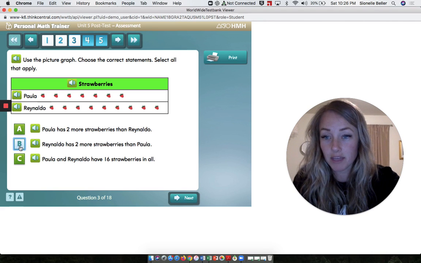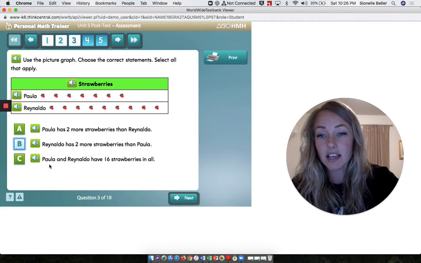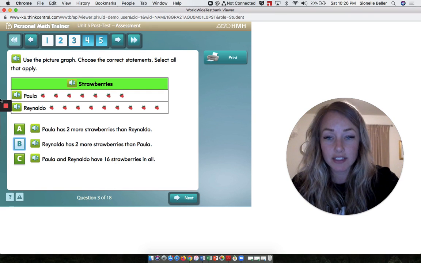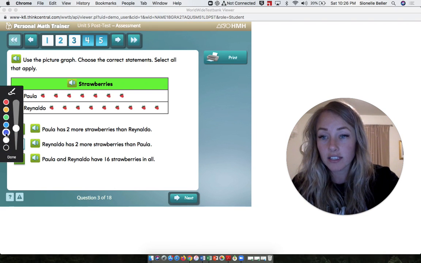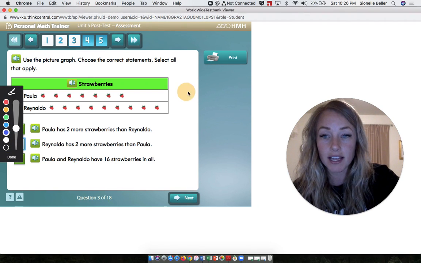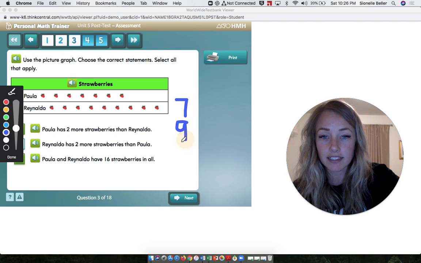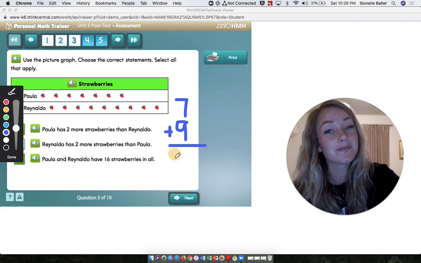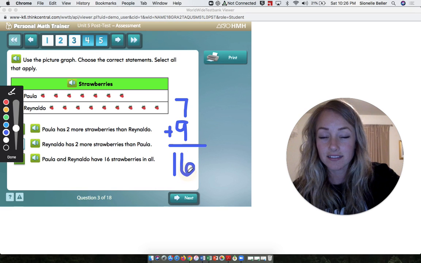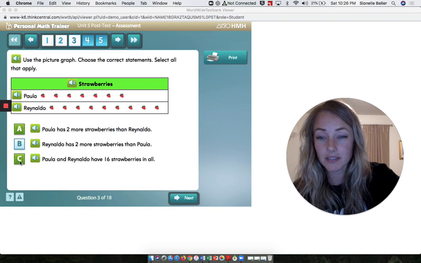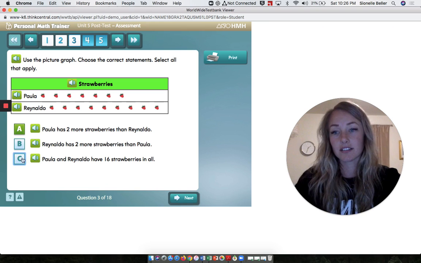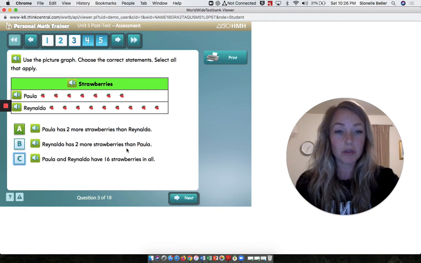So I'm going to click B. This one says Paula and Reynaldo have 16 strawberries in all. That might be right. Paula has 7 and Reynaldo has 9. And we add those together. 7 plus 9 is 16. So that means this one is also correct. So B and C are both correct on this one.